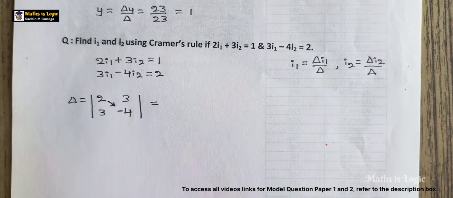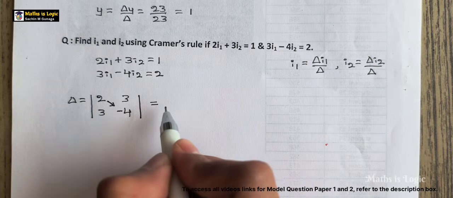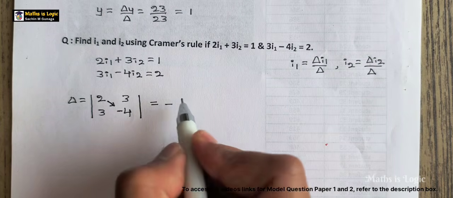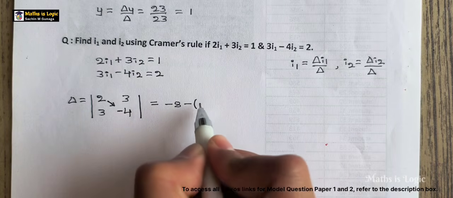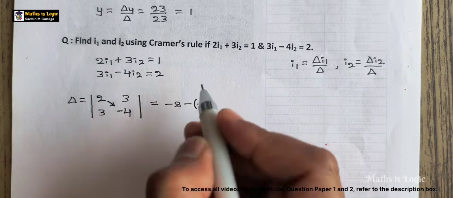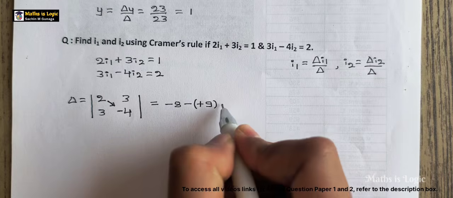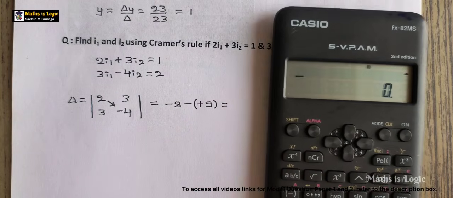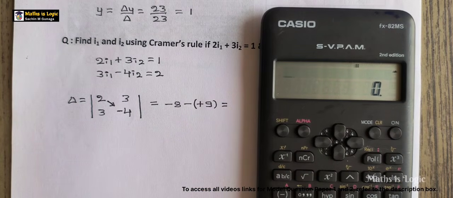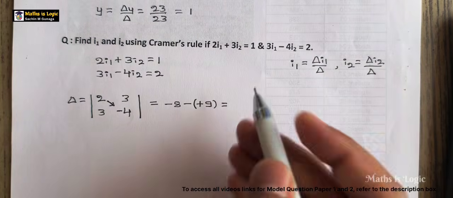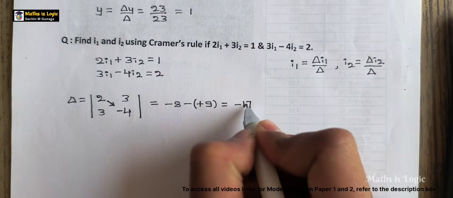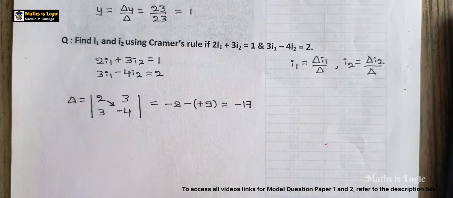Again do the cross multiplication. Plus into minus is minus, 2 into 4 is 8. Middle minus sign. Plus into plus is plus, 3 into 3 is 9. Better to use the calculator. So minus 8 minus of in bracket plus 9. Complete the bracket. What is the answer? Minus 17. So write minus 17. So this is the delta value.